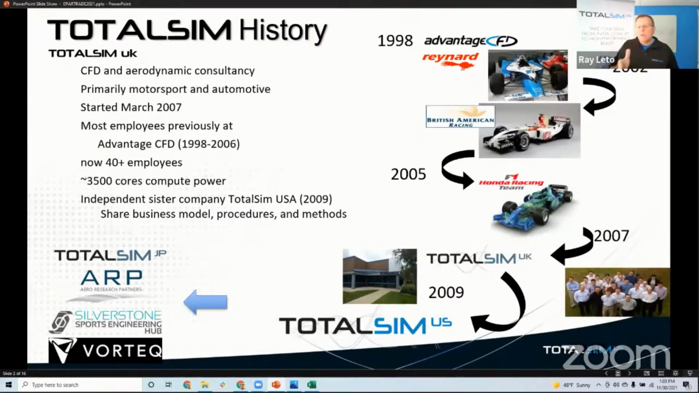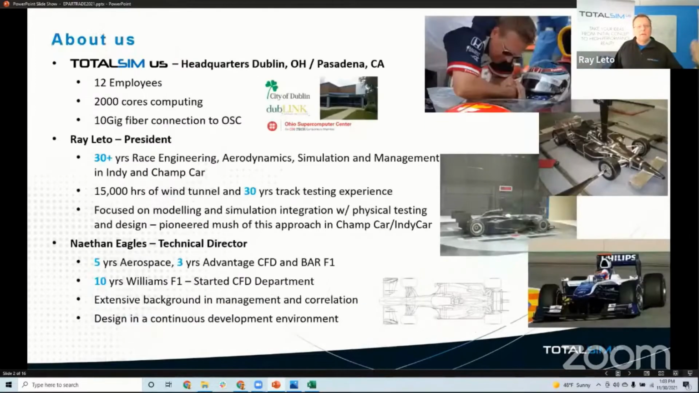Advantage CFD stayed with the F1 team, BAR, and then Honda F1. And in 2007, the outside consulting part of the business, which was always part of it, doing outside work that didn't focus on the F1 team, was spun out to be TotalSim. Rob Lewis and a bunch of the guys that were at Honda Advantage CFD moved outside. At the same time, we started talking about doing that here, my business partner, Nathan Eagles, and I.